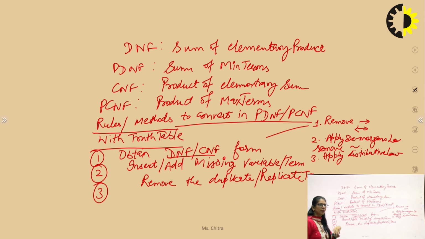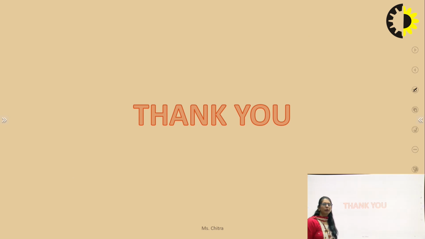First, we will see whether the given expression is in DNF or CNF form. If it is, then we proceed further. But if it is not, then we apply these three steps. After applying them, we need to insert the missing terms. What are the missing terms in the given expression? We will insert them, then apply the distributive law again, then remove the repeating term, the term which is replicating itself. So now we have done the PCNF and PDNF forms, with the truth table and without the truth table.